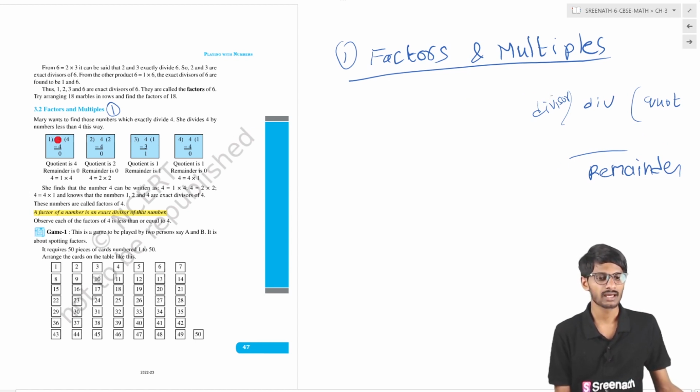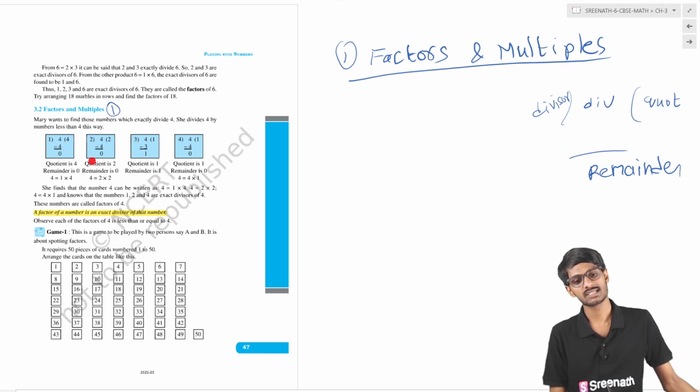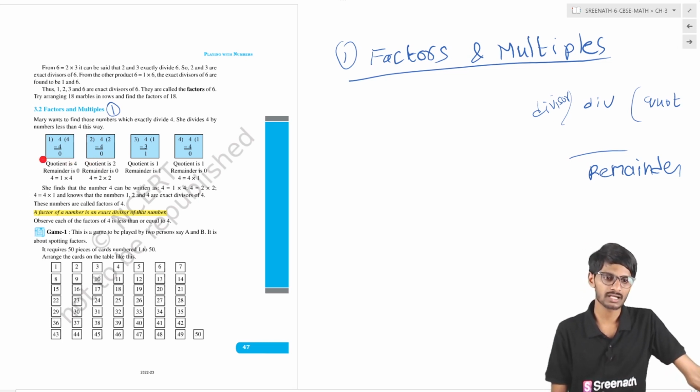Okay students, here 4 is the dividend. We are dividing it by 1. So 1 fours are 4. Subtracting 4 minus 4, we get 0. This is the basic division we already know.